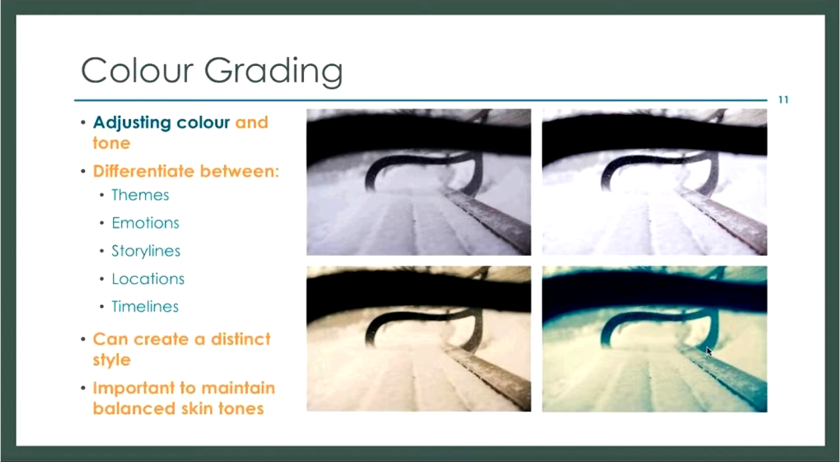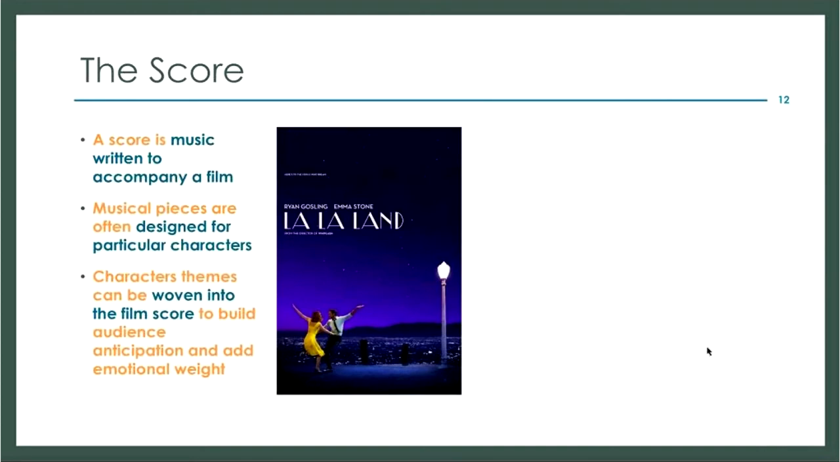So when you have your visuals, another important aspect of film is also the music, the sound, or the score of the film. So I have this picture of La La Land up, which won Best Score about a month ago at the Oscars, and it's a wonderful movie and a great example of cinematic scoring.